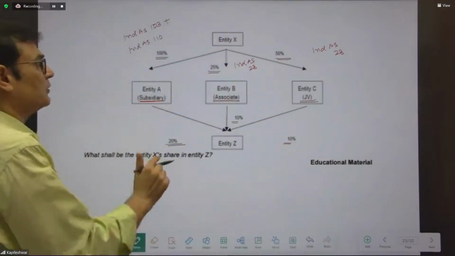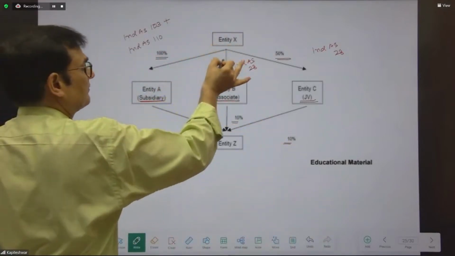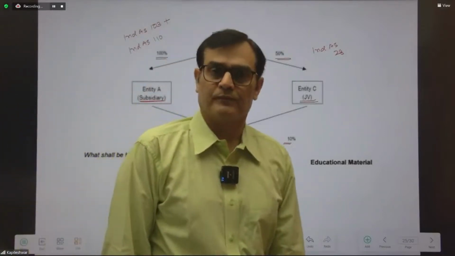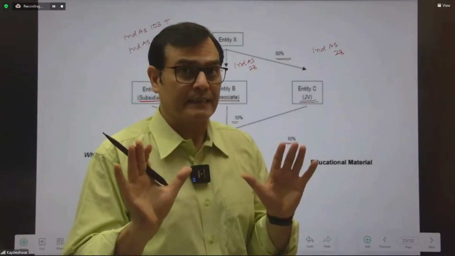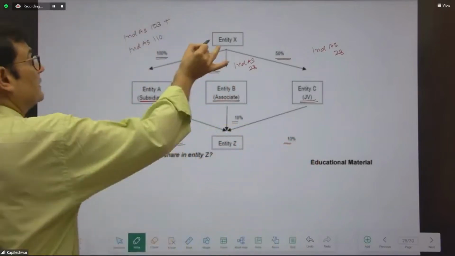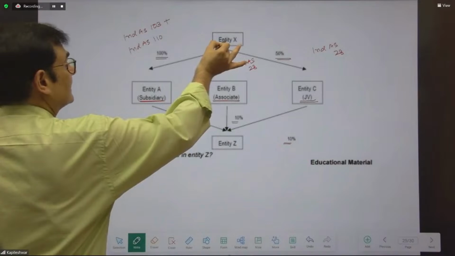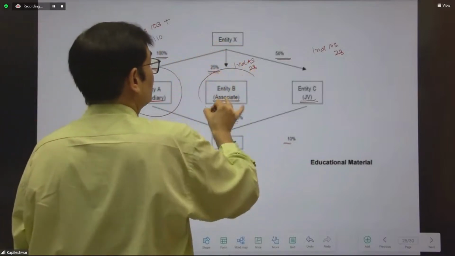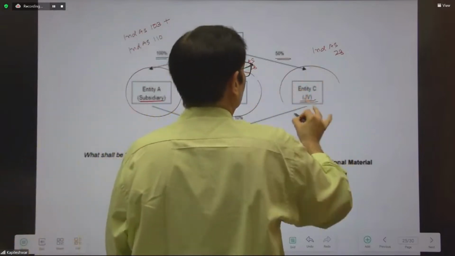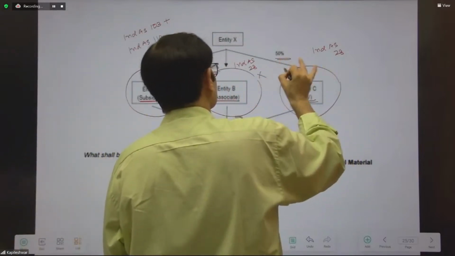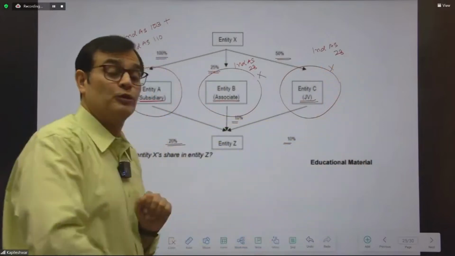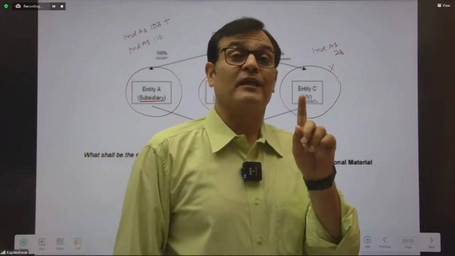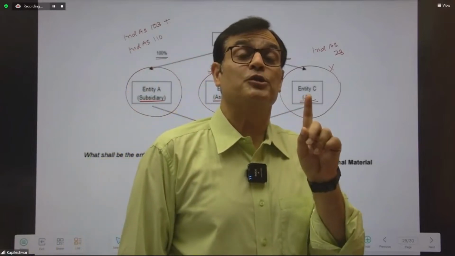Now, let me first ask a question. Does entity X have any direct stake in terms of Z? No. Entity X has got no direct stake in entity Z. But does entity X have an indirect stake? Yes. Through a subsidiary, through an associate, and through a joint venture. We will not consider, as per para number 5, the stake through an associate or through a joint venture.